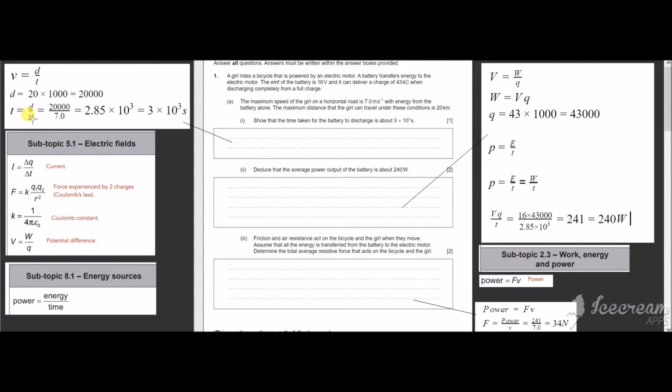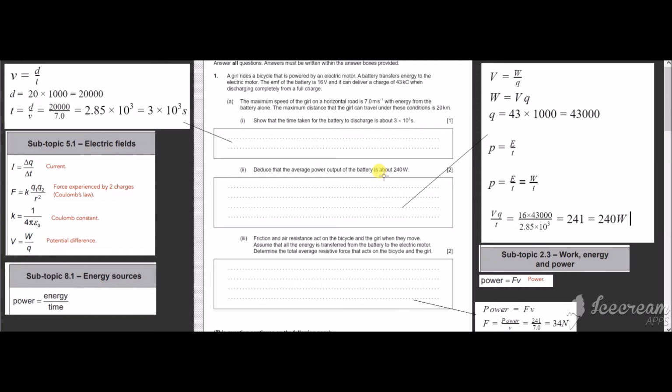So t is equal to distance over speed, and the distance given is 20 kilometers, so we need to convert that to meters. Therefore we will multiply by 1000. So we'll have 20,000. So 20,000 over 7.0 will give you 2.85 × 10^3, and that is equal to 3 × 10^3 when you round it off, and that's what they want here. But for part 2, deduce the average power output of the battery, which is about 240 watts.